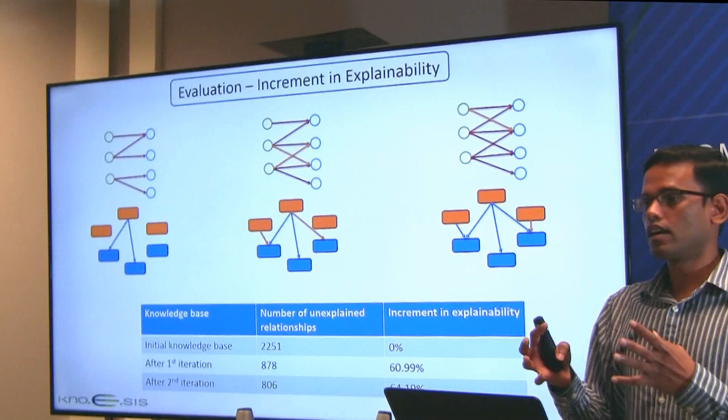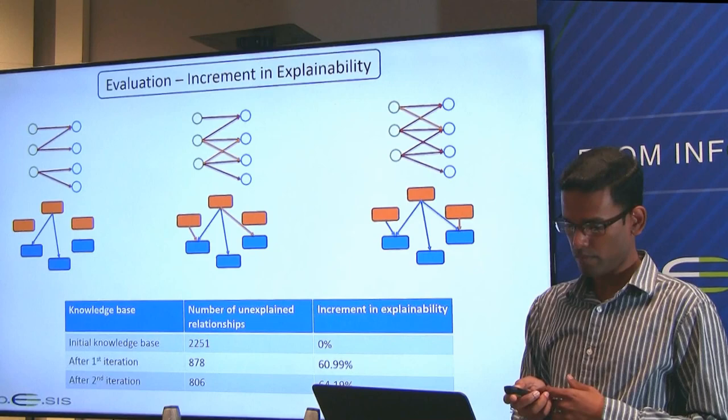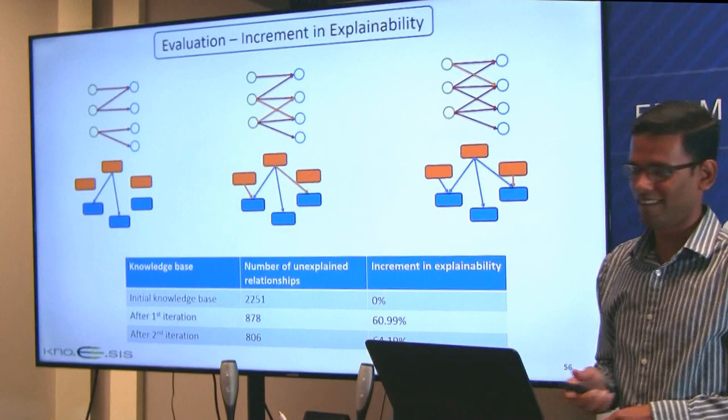So the explainability of the knowledge base goes high with respect to the data set that I have. Goes high with 60% on the first iteration and then 64% after the second. So now I can say the comprehensiveness of the knowledge base goes high with respect to the knowledge base data set that I have. After the second iteration, it's 64% higher than the original, initial knowledge base? Yes, initial. Yeah, it is not from here to there. Okay.